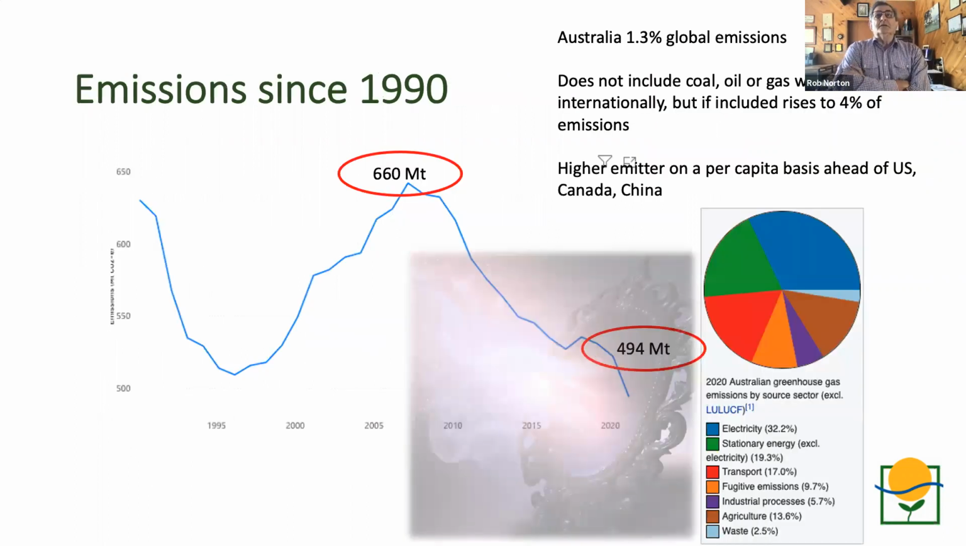So what's happened since 1990? These are the sort of pictures we see. These are in carbon dioxide equivalents. In 1990, our emissions were about 630 megatons of carbon dioxide equivalent. By 2005, they'd gone down and come back up to 660. The most recent audit is about 494. So certainly over the duration, Australia has reduced its emissions significantly.